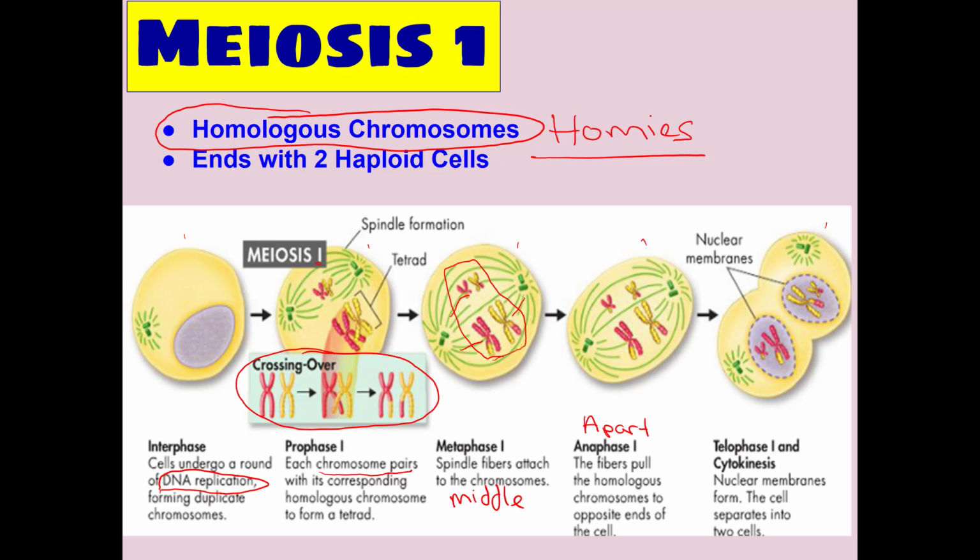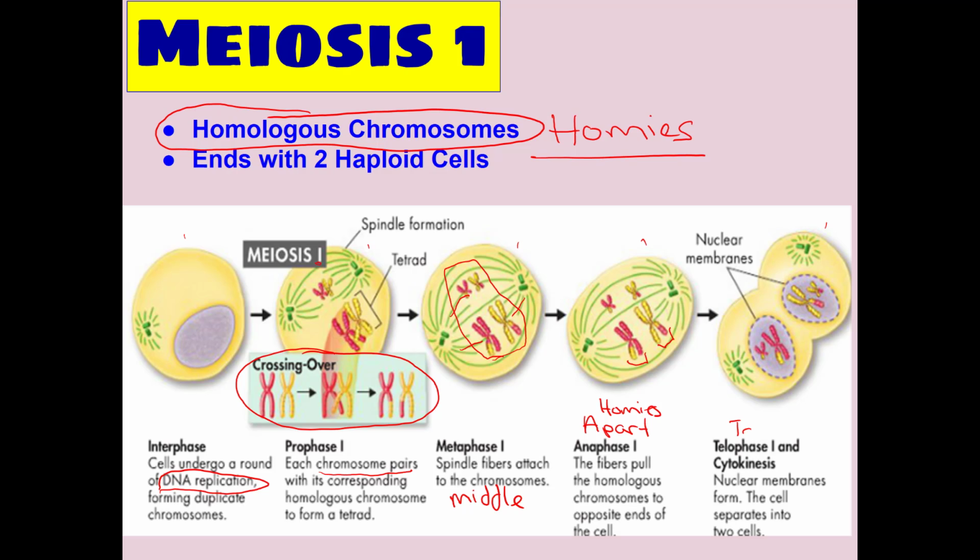But more importantly, my homies are being pulled apart because you're going to say peace out to your friends first before your family. So my sisters are still hanging out together, but my homies are being pulled apart.